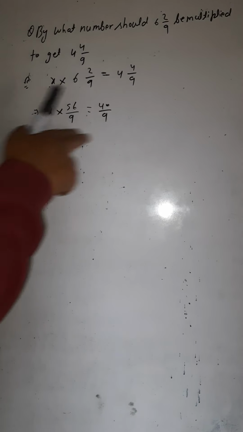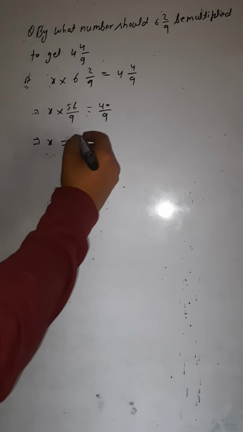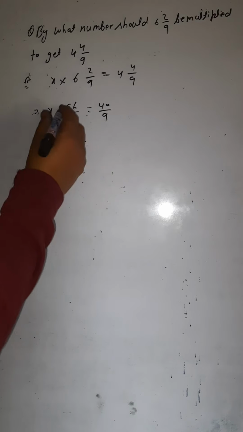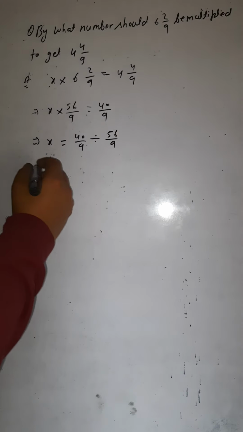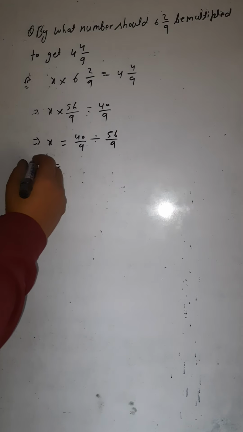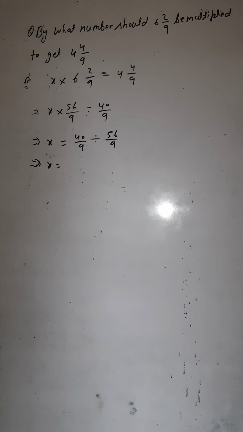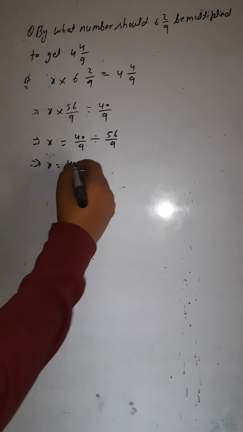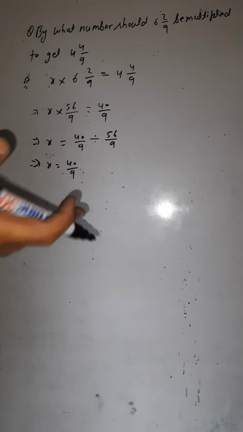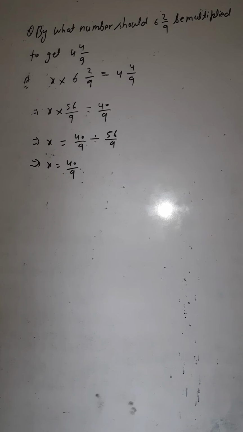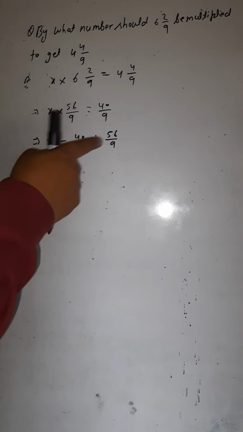Are you getting this? So you would write it like this. 40 by 9 divided by this much, that is 56 by 9. Are you getting this? Yes. So it implies x would be equal to 40 by 9 divided by 56 by 9. So how would you solve this? Try to solve it on your own first. Just solve it and tell me the answer. Okay, just pause the video and solve this.